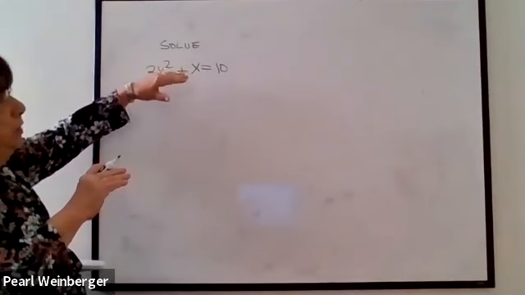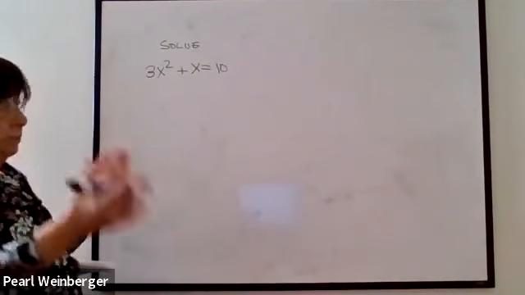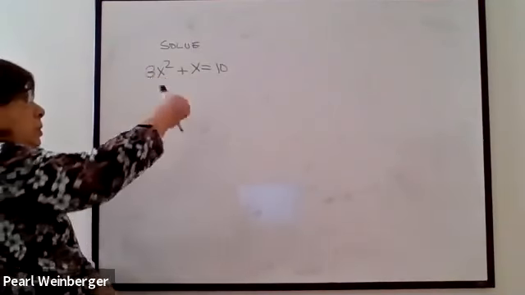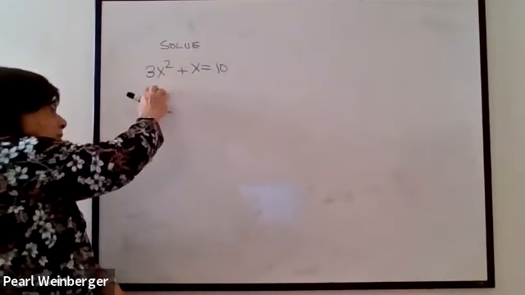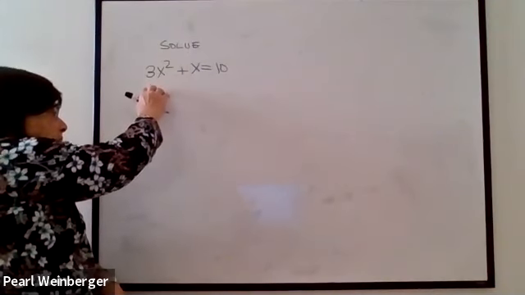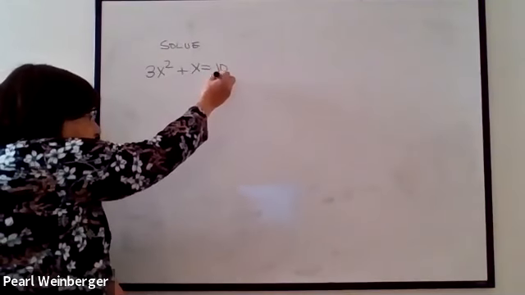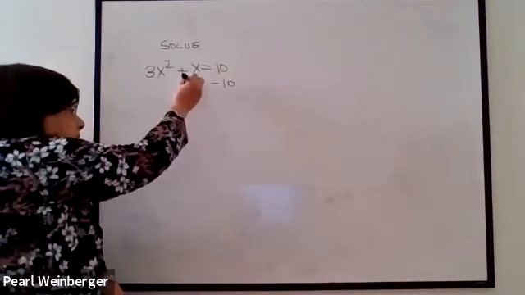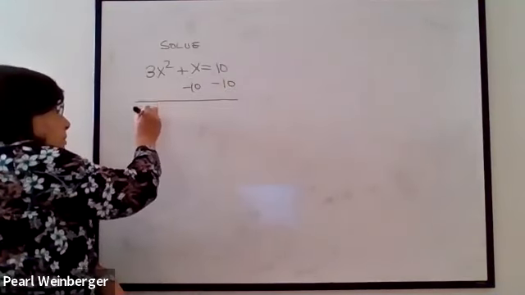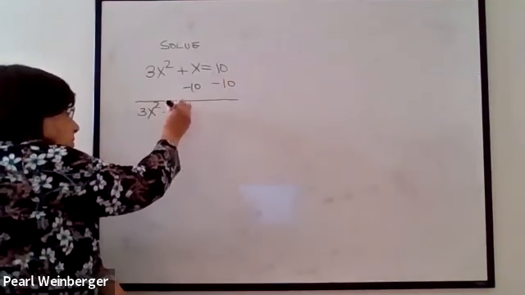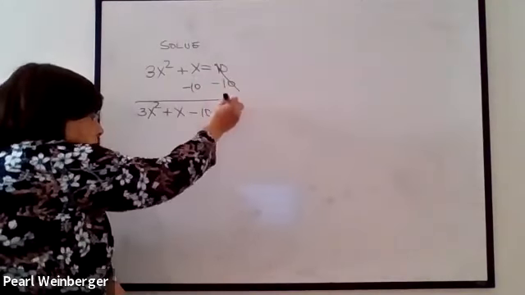Since it's a quadratic equation, I have to get it equal to 0. If it's not equal to 0, I have to get it equal to 0. So usually I look where the x squared term is, and I want to leave that positive. I want to leave it here. So I want to get rid of the 10 that's over here. So I'm going to subtract 10 from both sides, which will give me 3x squared plus x minus 10 equaling, now this is 0 because I got rid of it.